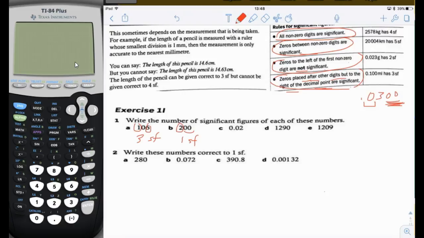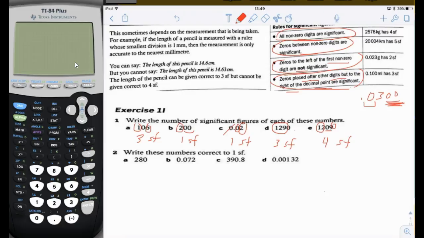What about here? This zero is meaningless. This zero is only here for placeholding, so it's pushing the 2 to the right. Zeros to the left of the first non-zero digit are not significant, okay? So the only significant figure is the 2, so 1 significant figure. Okay, the 1, 2, and 9 are significant. What about the 0? Well, all it's doing is pushing the 1, 2, 9 away from the decimal point, so it's also not significant. What about 1209? The 1, 2, and the 9 are significant. The 0 is significant because it's between digits that are significant. So this would be 4.